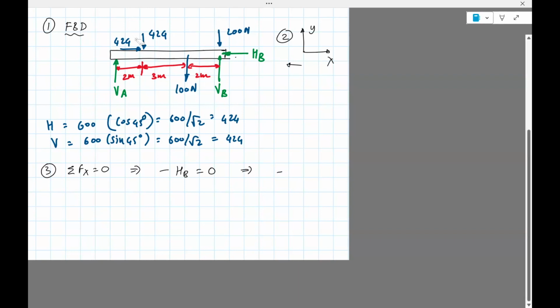Oh, sorry, my bad. HB is negative, and then there's 424, which I completely forgot. 424 equals 0, right? 424 acts in the positive direction, HB acts in the negative direction. So this gives me HB is 424 newtons.